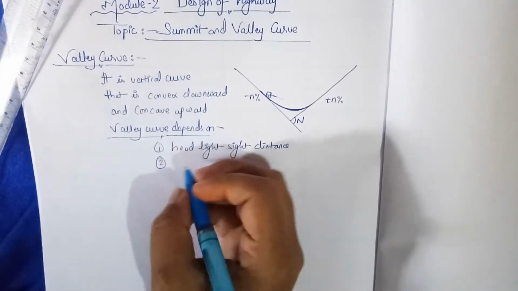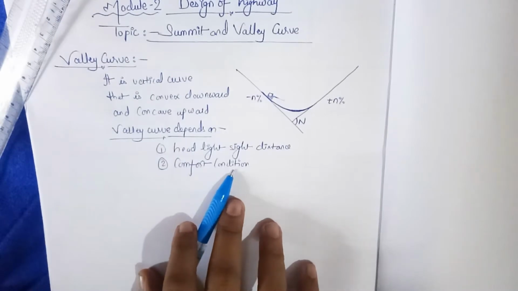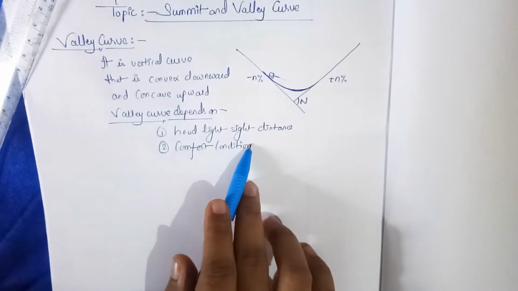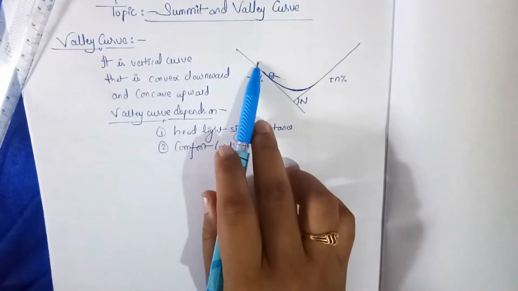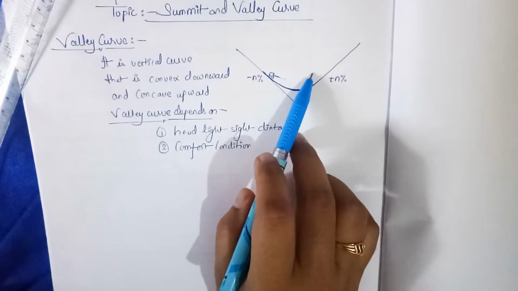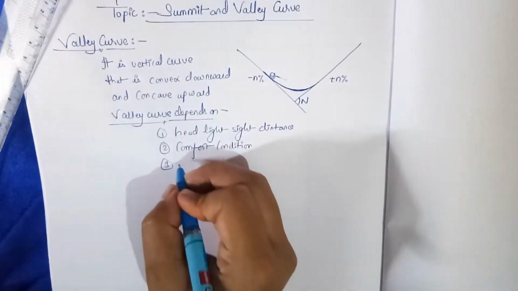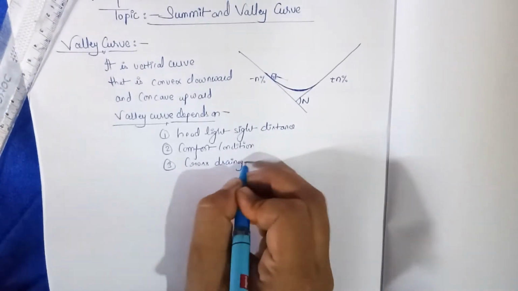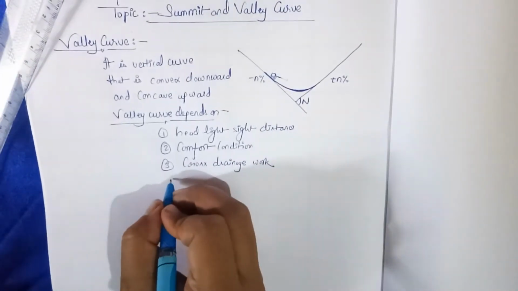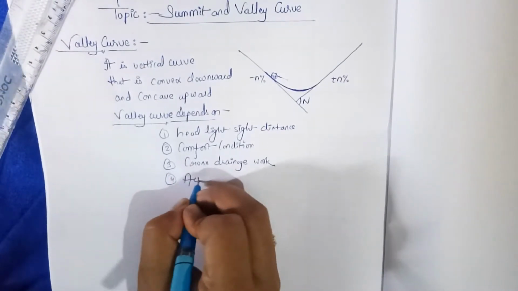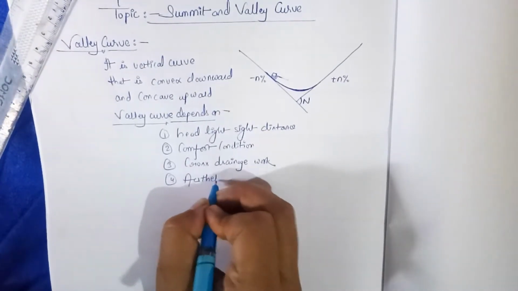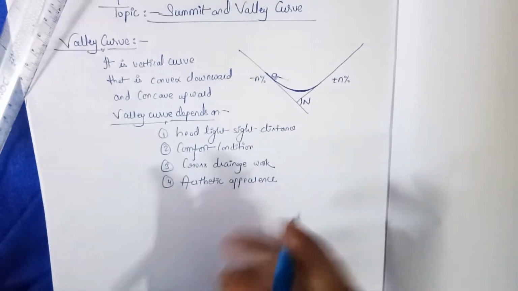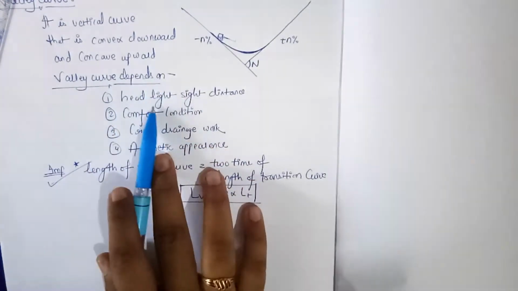Second criteria is that valley curve depends upon the comfort condition, meaning it does not compromise the comfort of the passenger while negotiating this valley curve. Third one is the cross drainage work. Valley curve also depends upon the cross drainage work. And the fourth one is the aesthetic appearance. So the valley curves depend upon these factors.